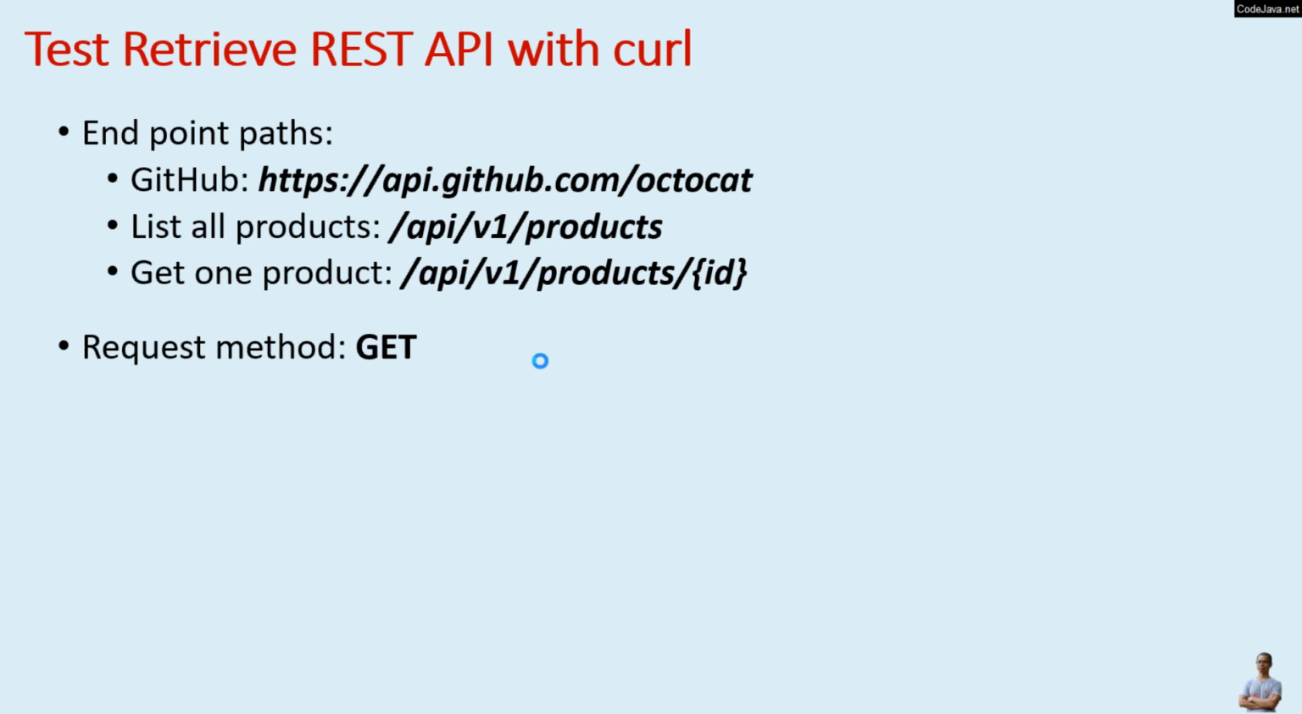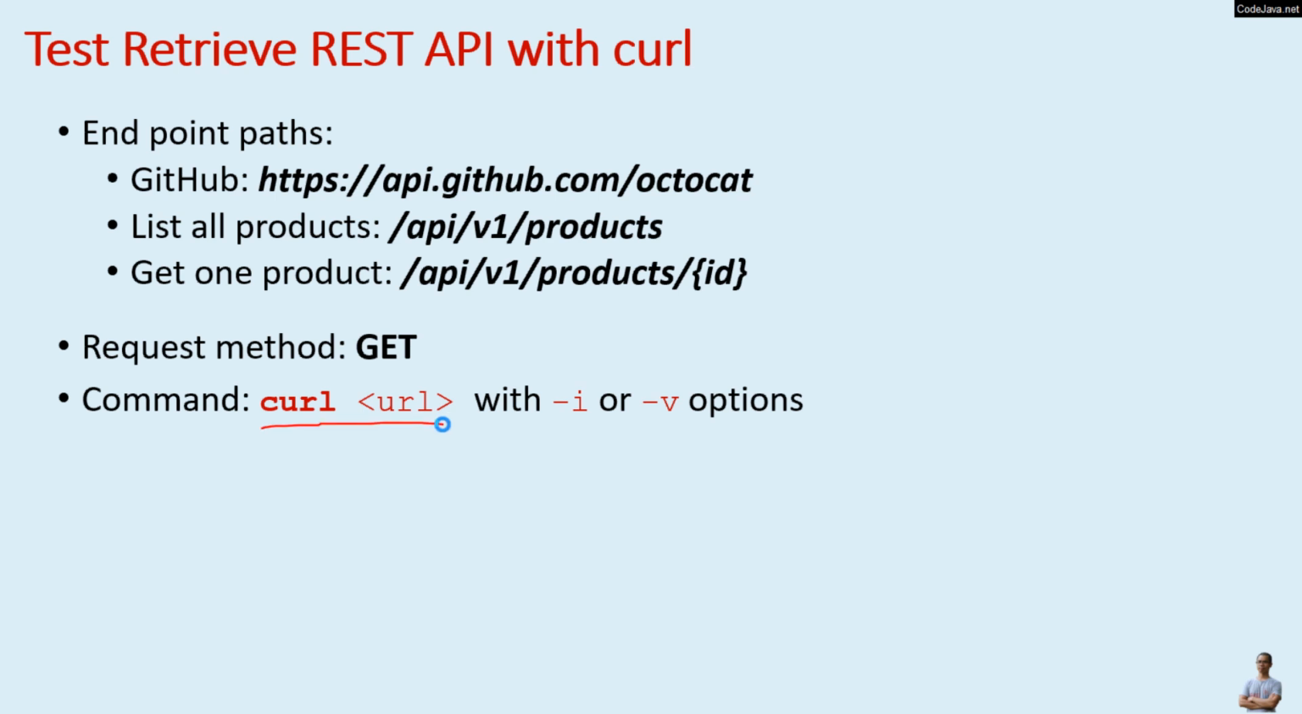And for a retrieve REST API, the request method is GET by default. And to test a retrieve REST API, we use the command curl followed by the URL, and we can also use the -i or -v flag to show the response headers or the headers of both response and request.